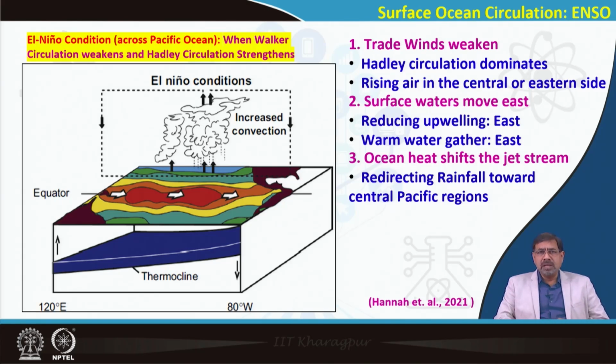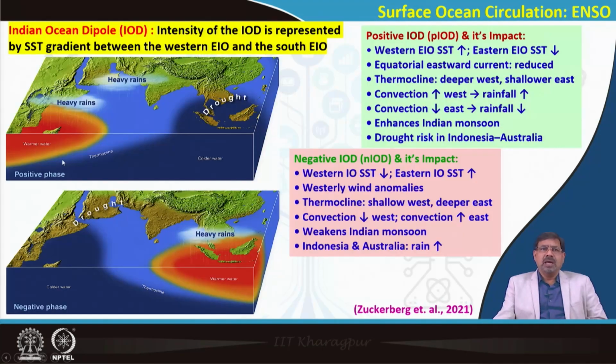So, trade wind weakens, Walker circulation dominates, rising air in the central and eastern side happens, and coming to the surface water it moves eastward, that means leading to reduction in the upwelling phenomena in the eastern side, and warm water is gathered. And the third one is the ocean heat shifts the jet stream, redirecting the rainfall towards the central Pacific region. Similarly, let us have a look at the southern part of the Indian Ocean.